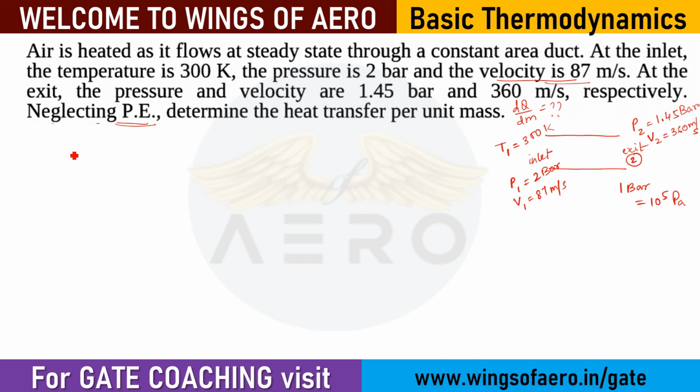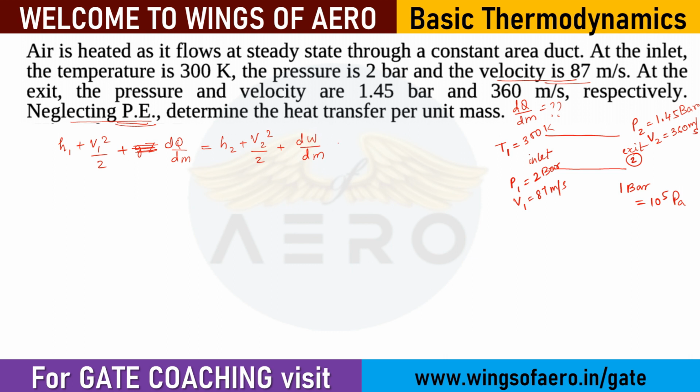So let's write down the formula again. What is the formula? H1 plus V1 square by 2 plus GZ. Let's not write this term, because they have said the potential energy is 0. So let me not write this. Plus dQ by dm equals H2 plus V2 square by 2 plus dW by dm.